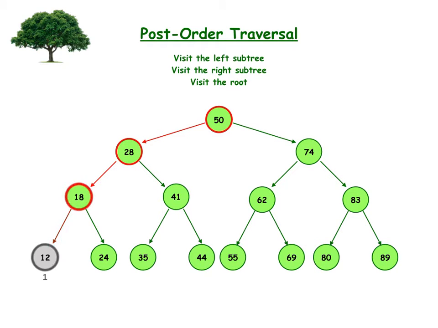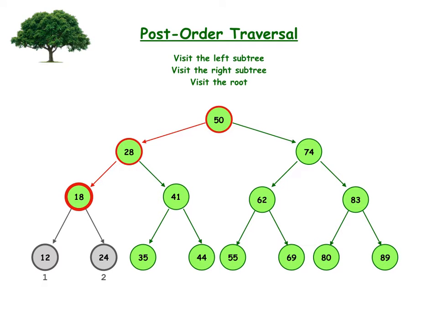We're done with 12. We come back up. So now we're at 18. We have visited the left. Now, before we visit 18, we must now visit the right. So we're at 24. 24 has no left, it has no right. So 24 gets visited. Second. We're done with 24, we come back up.